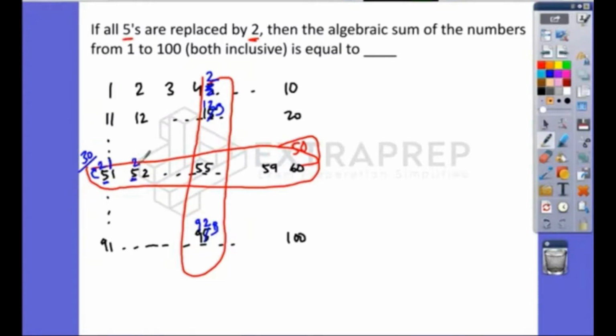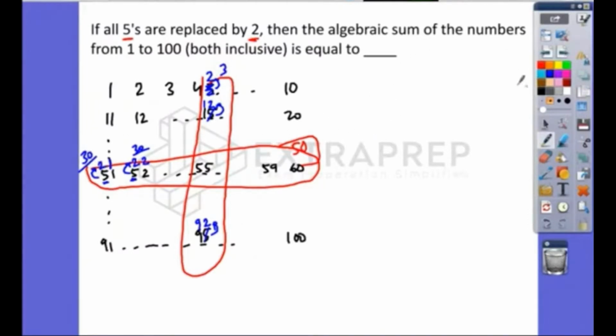In place of 5 here, I put 2. I'm going to get 22. There is a decrease of 30. So whenever 5 is replaced in the tens place, there is a decrease of 30. Whenever 5 is replaced in the units place, there is a decrease of only 3. Okay, 5 is replaced by 2, there's a decrease of 3, and in the tens place it's 30.